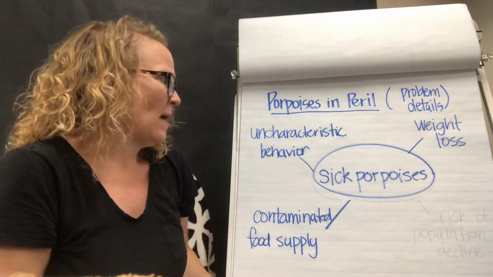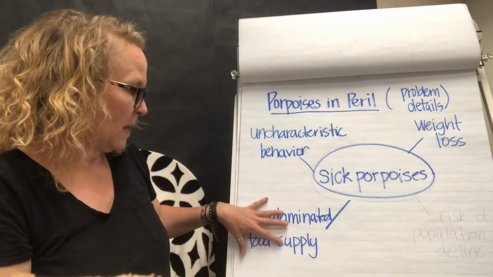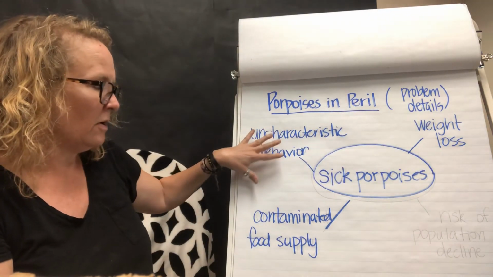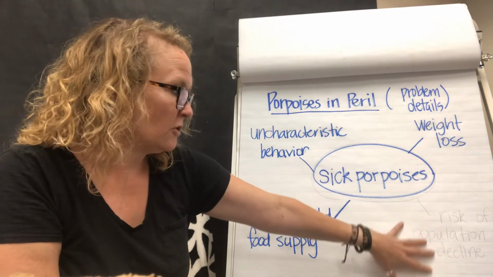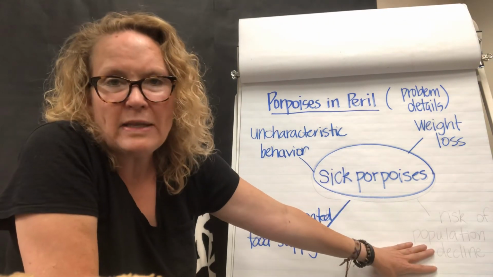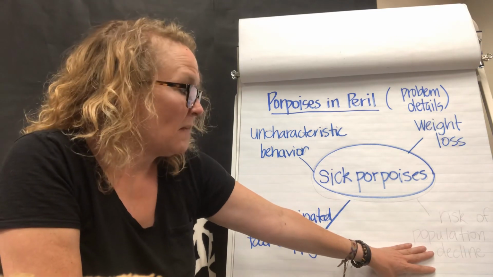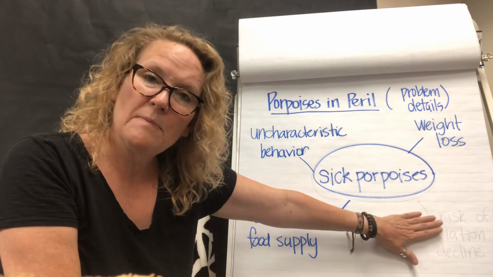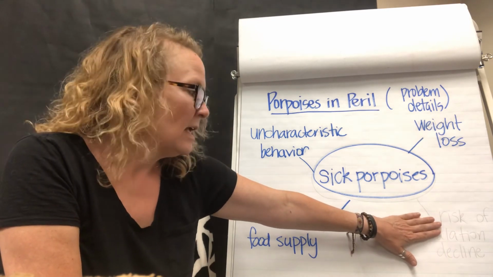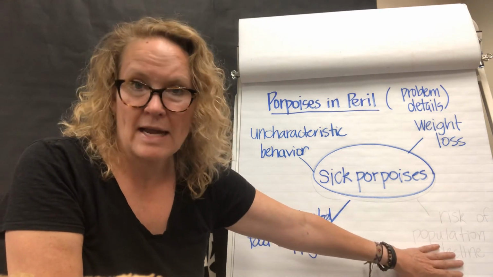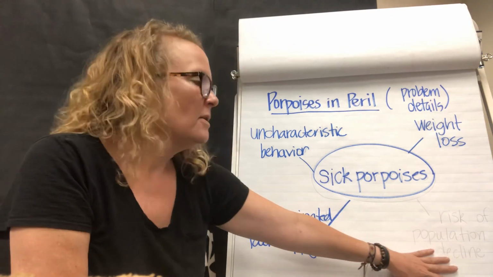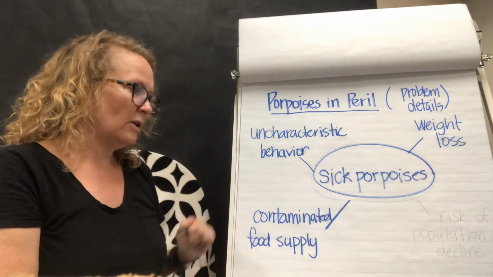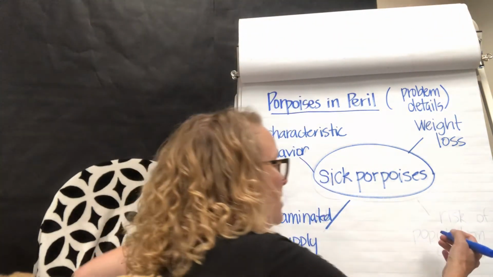And, well, what does this all add up to? Possible contaminated food supply, weight loss, uncharacteristic behavior could lead, and is leading, to a risk of population decline. Population decline means the whole group of the porpoises that are being studied right now is going down. Some of them are dying, maybe more than usual. So decline means going down. So we're concerned. There's a risk of population decline.